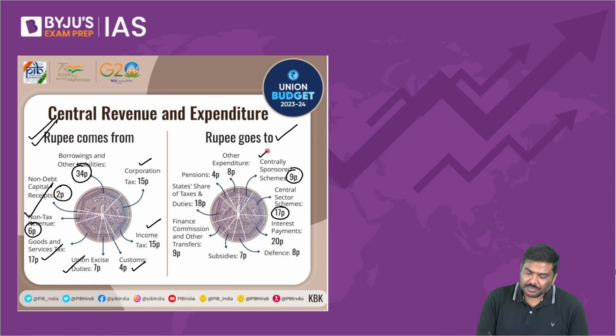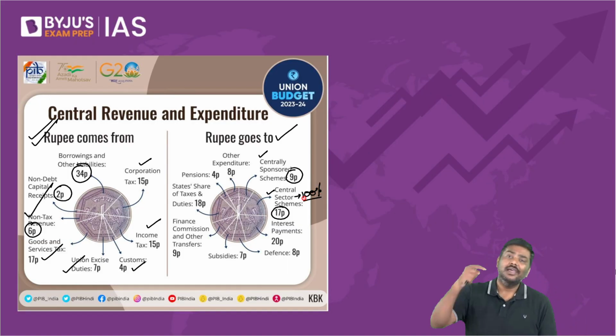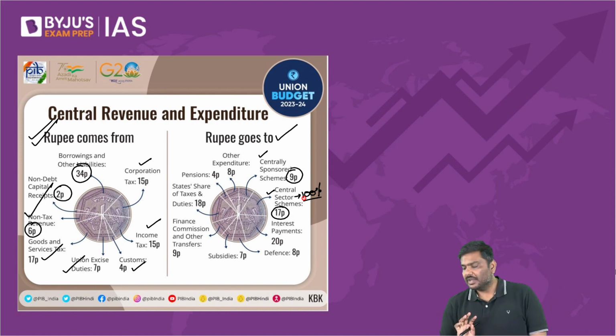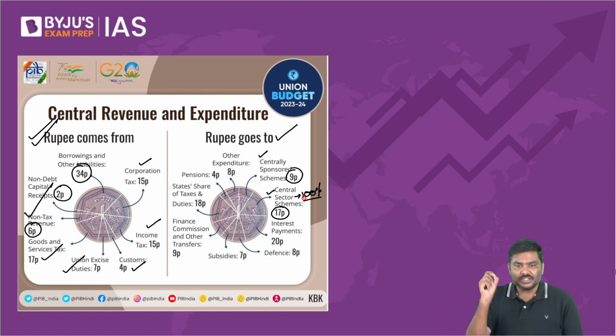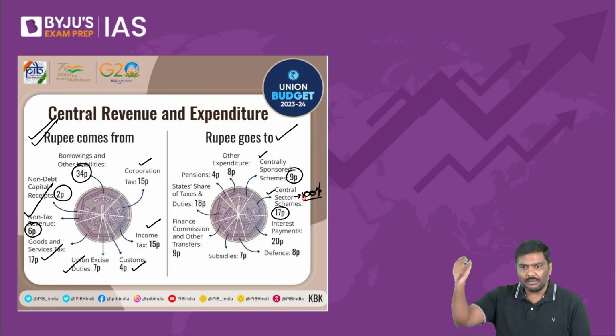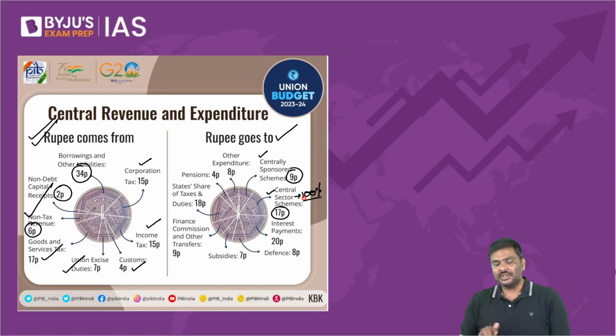Now, there are two types of schemes here: centrally sponsored, central sector. What do you mean by this? Let me start with central sector. In case of central sector, 100% of the expenditure, 100% of the allocation is done by the government. 100% of the money allocated for a scheme is done by the government.